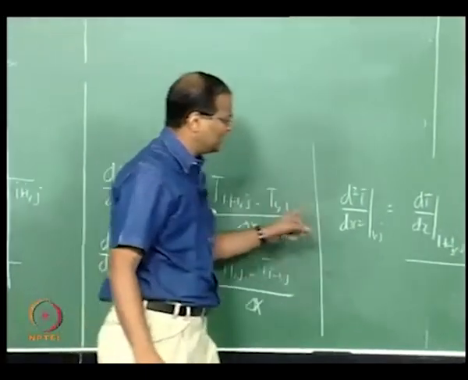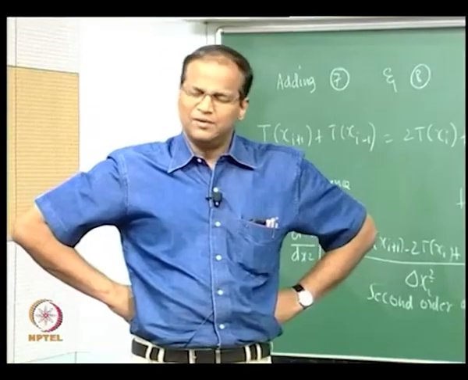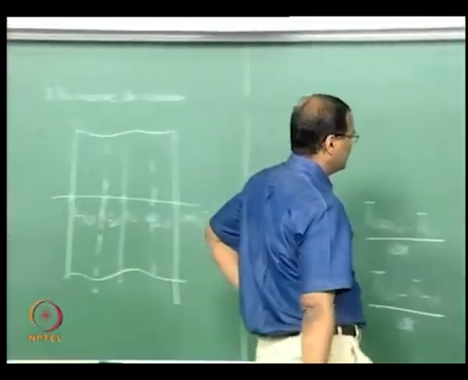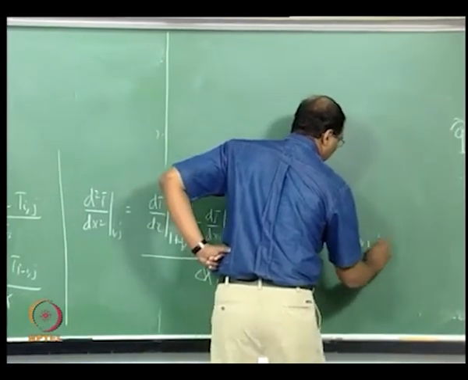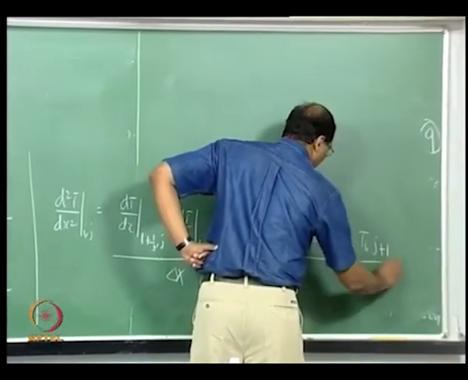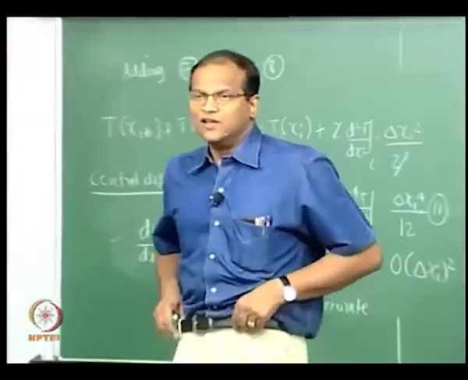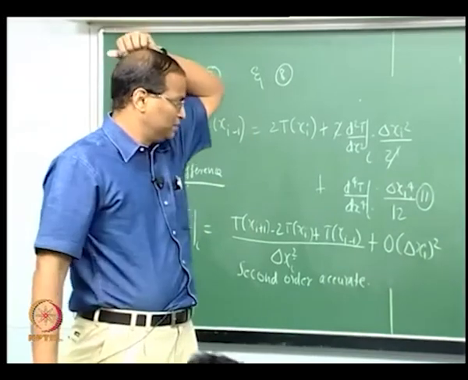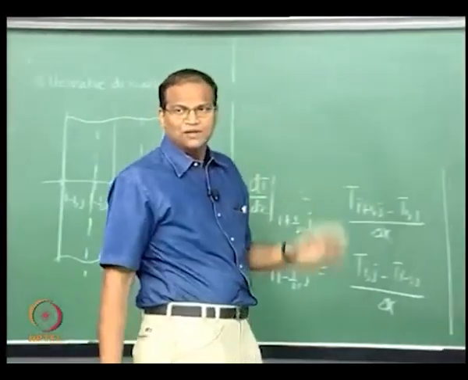There is already a delta x here, delta x and delta x will give you delta x squared, and you will again get T of i plus 1 j plus T of i minus 1 j, you substitute there, so you will get the same thing. But when you do it this way, it is more involved to get the order of accuracy and all that, but here it was straightforward. So there are two ways of getting the same thing.